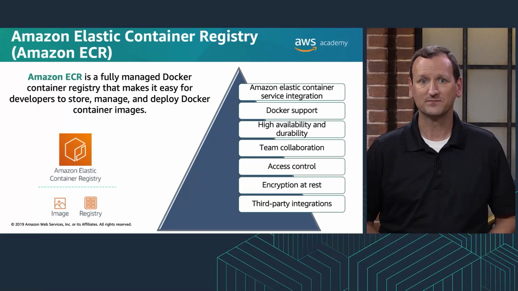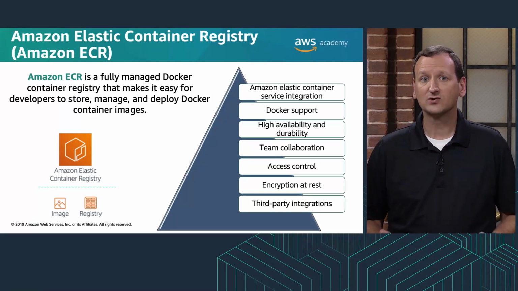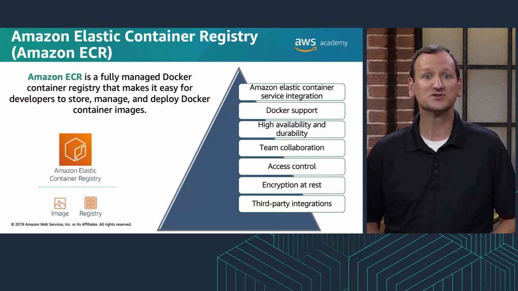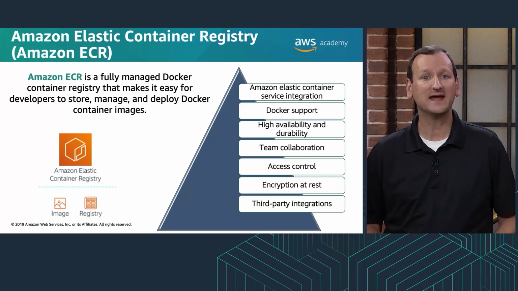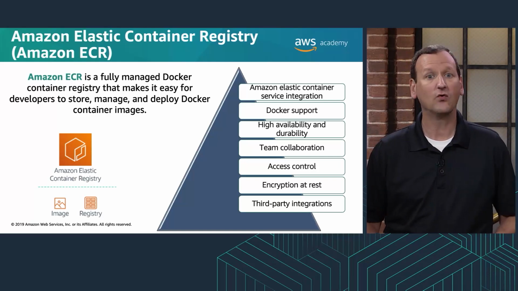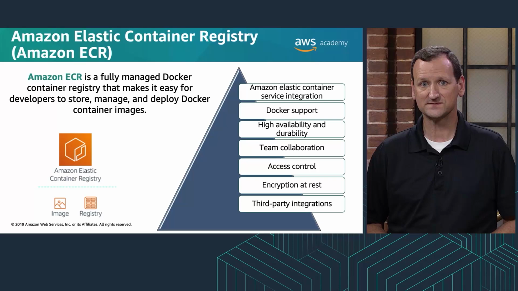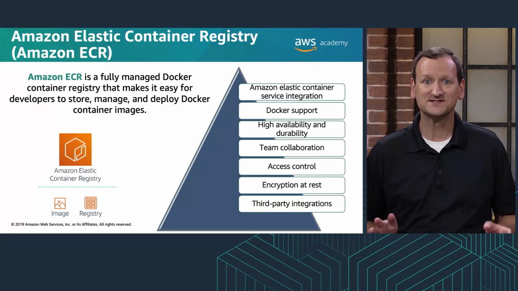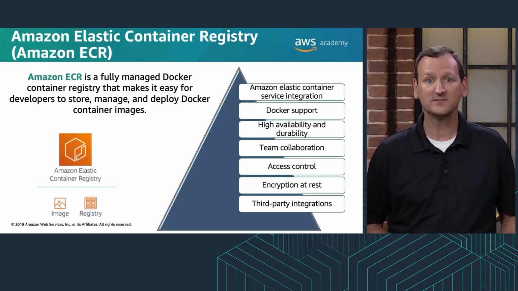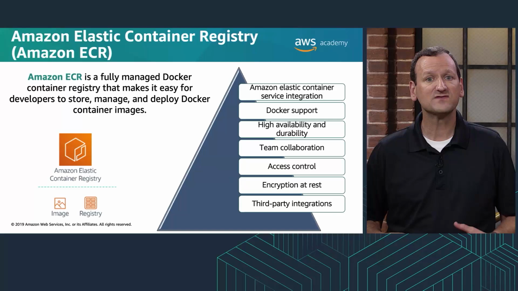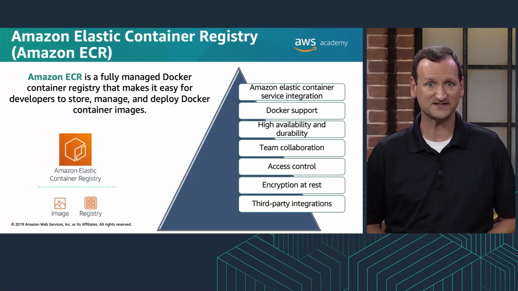ECR supports Docker Registry HTTP API version 2, and this API enables you to interact with ECR by using commands through the Docker command line interface, or by using your preferred Docker tools. Thus, you can maintain your existing development workflow and access ECR from any Docker environment, whether it's in the cloud, on-premises, or on your local machine. ECR stores your container images in Amazon S3, so it benefits from the high availability and durability of S3.